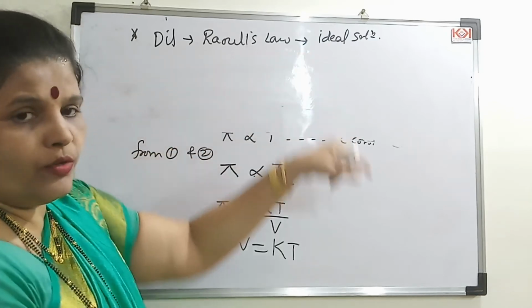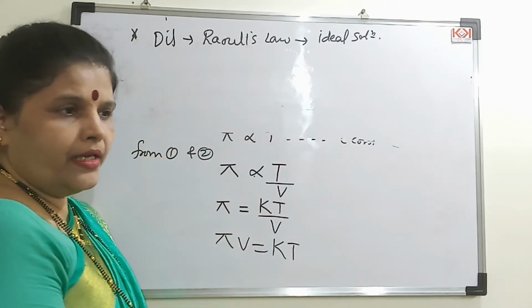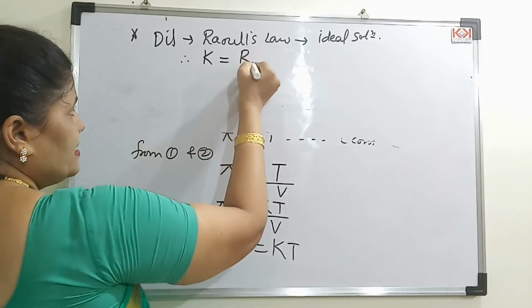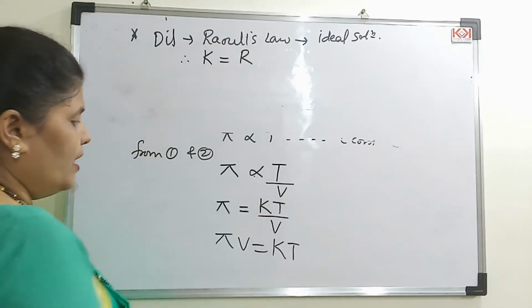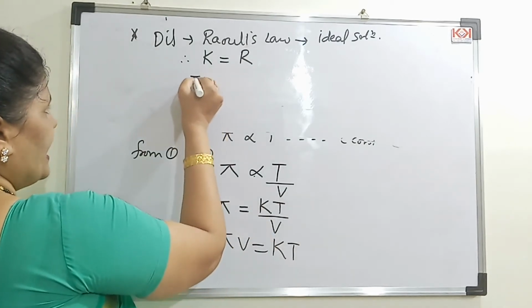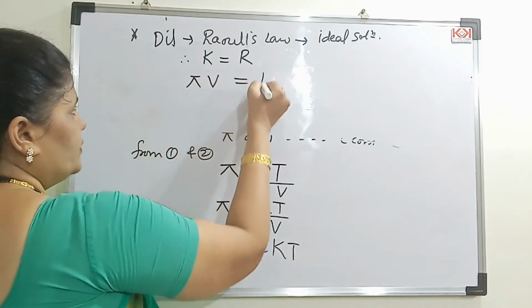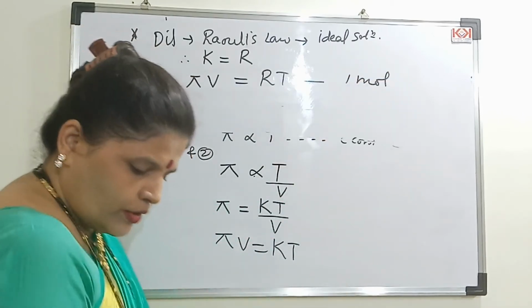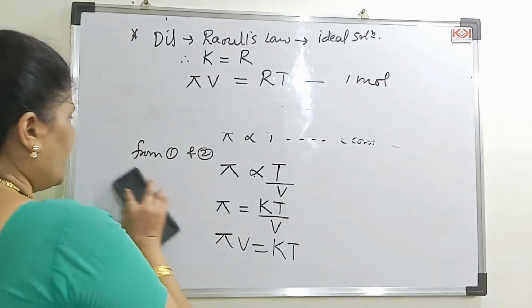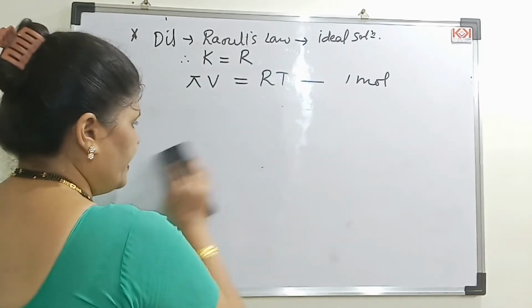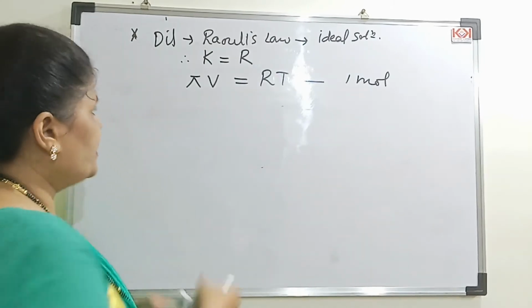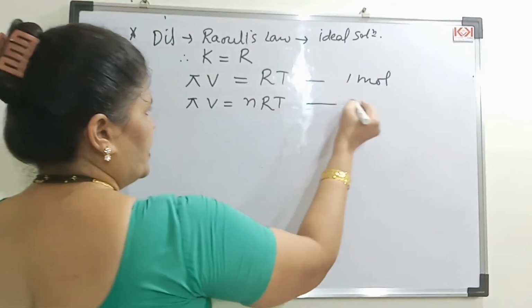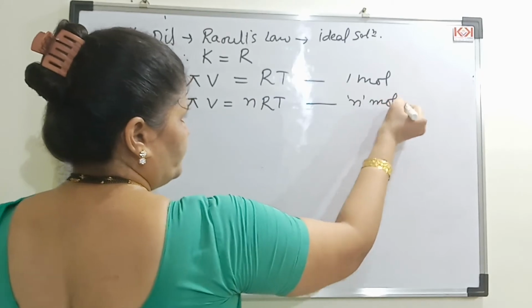As it is following Raoult's law, the solution is an ideal solution, and therefore this constant K is the same as the gas constant, that is R. So I can replace this here. What will I get, students? Pi V is equal to RT for 1 mole. Now if I want to make this for n moles, I can simply rearrange this equation, and I get pi V is equal to nRT. This will be for n moles.